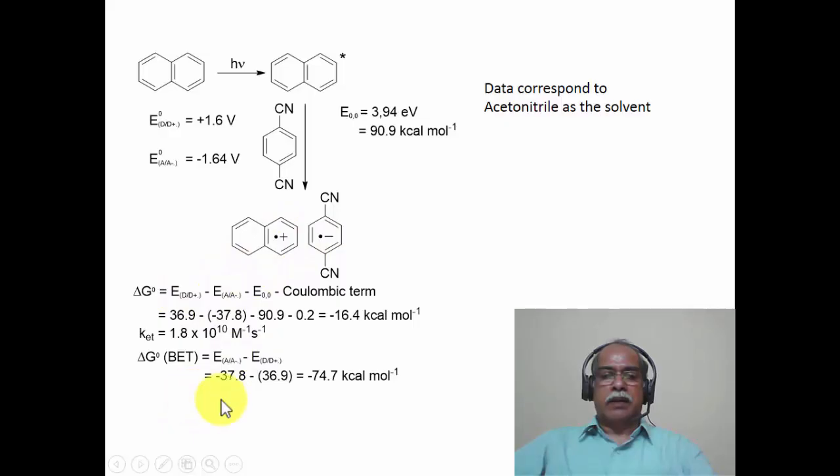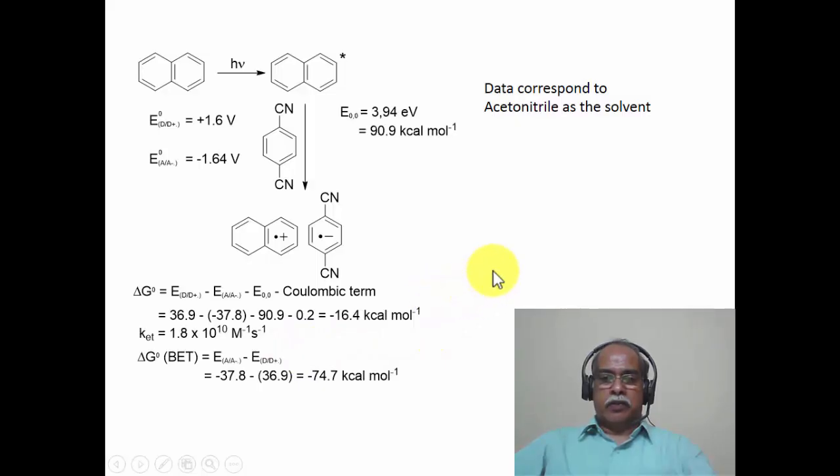The delta G for the forward electron transfer is only minus 16. It is spontaneous enough, but the back electron transfer is even 5 times more spontaneous than the forward electron transfer. That is one of the reasons one needs to suppress the back electron transfer, because otherwise there will not be any productive photochemistry associated with the photoinduced electron transfer process.